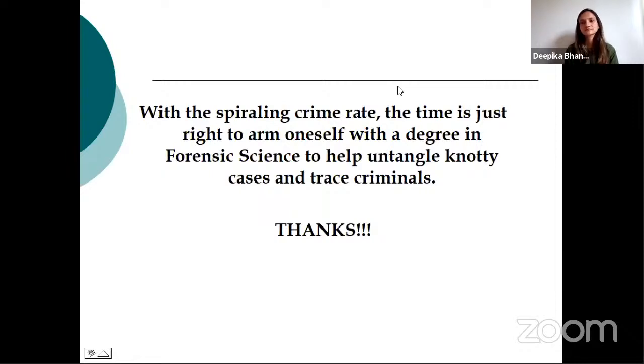Ma'am, since in India forensic science is still maturing and not at that peak level as of now, you have pursued your doctorate from India itself. So what would you guide these students? Should they go for a master's and PhD here itself, or should they try for other options as well?